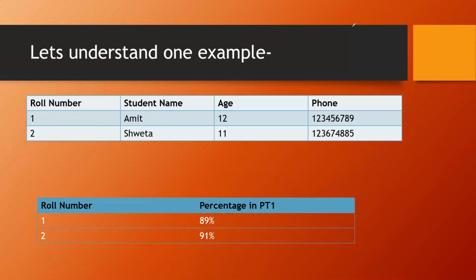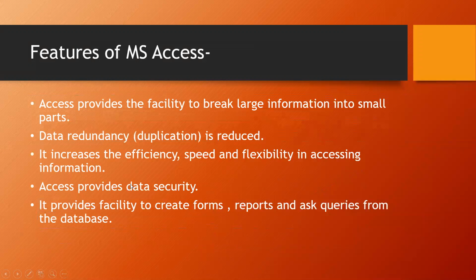And when we will be discussing the advantages or the features of using MS Access, the first topic is that Access provides the facility to break the large information into small parts that are easy to maintain, easy to access and manipulate. Data redundancy is reduced. So that means any scope of human error is totally reduced, because you have a small amount of data and that can be managed properly.